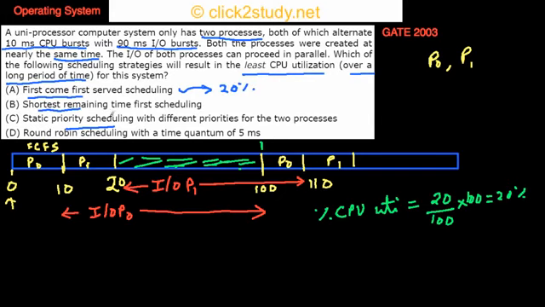And then let's talk about shortest remaining time first. In this case, the one with the shortest remaining time gets priority, gets higher priority.